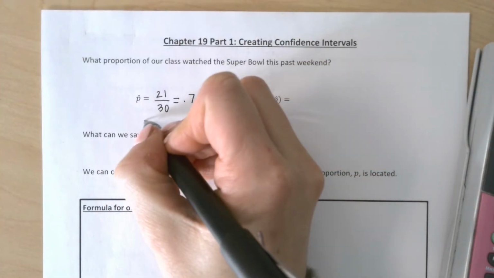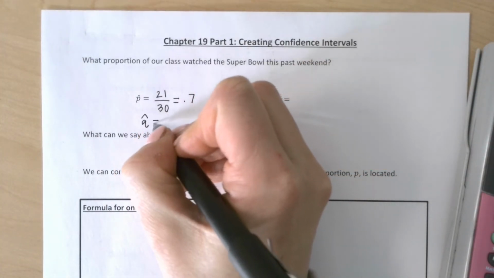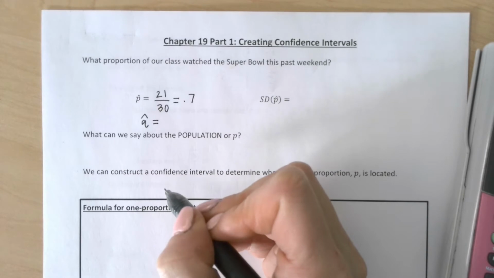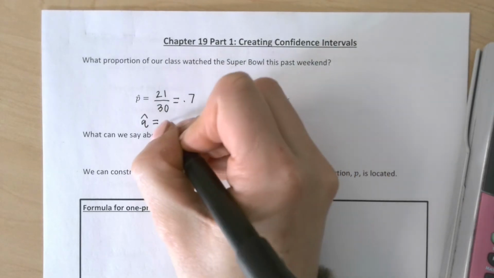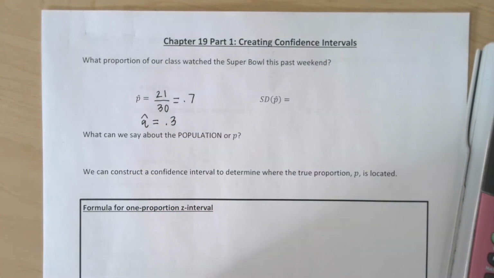From here, I could find Q hat, which would be the proportion of my students that did not watch the Super Bowl. That's 1 minus 0.7, which gives me 0.3.